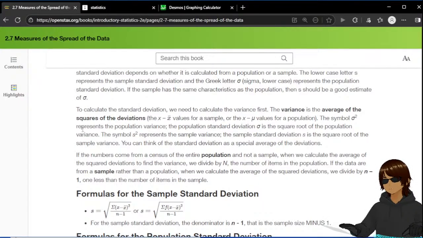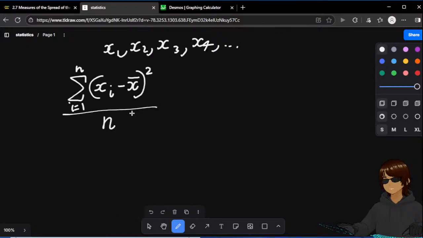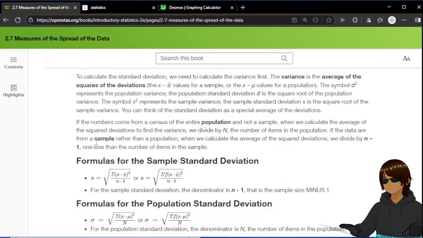The variance is the average of the squares of the deviations. The symbol sigma squared represents the population variance. The population standard deviation is the square root of the population variance. This over here is the variance. Let's say this is the population, so this is called a variance, represented like this. The symbol s squared represents the sample variance. The sample standard deviation s is the square root of the sample variance.